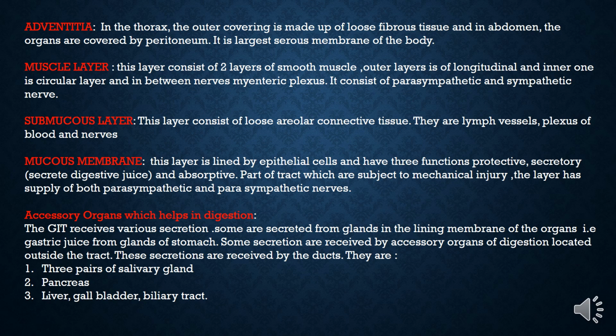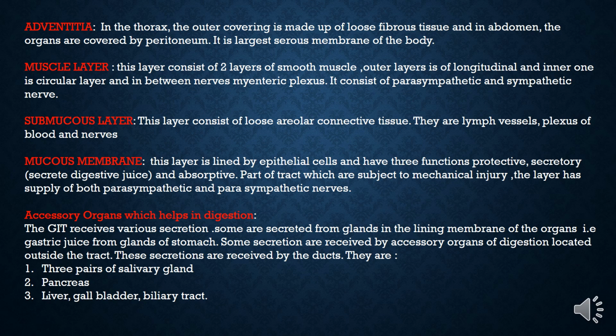A little explanation of all. The first one is the outer covering: in the thorax it is made up of loose fibrous tissue, and in the abdomen the organs are covered by peritoneum. It is the largest serous membrane of the body. Next is the muscular layer. This layer consists of 2 layers of smooth muscle; the outer layer is longitudinal and the inner one is circular. In between are the nerves, the mesenteric plexus. It consists of parasympathetic and sympathetic nerves. Both nerves are present here.